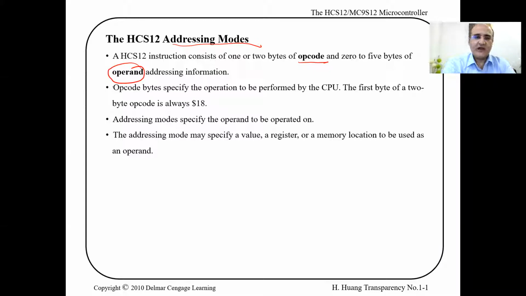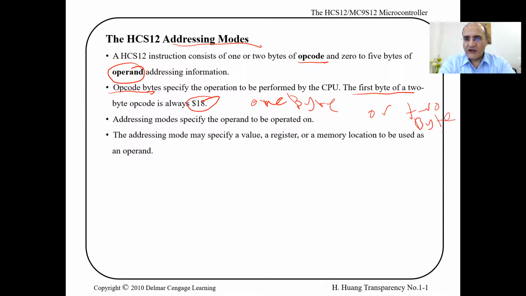And we said that the opcode of any machine instruction is either 1 byte or 2 bytes. Any 2-byte instruction starts with 18 hex, then the other byte.